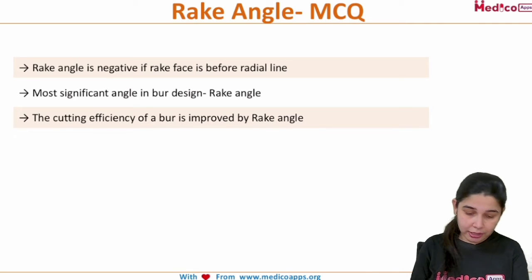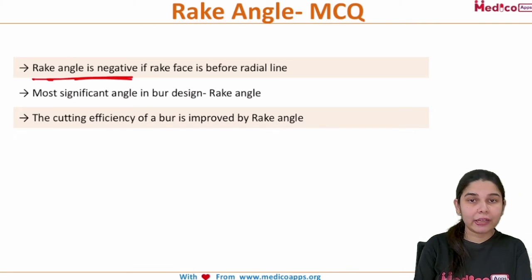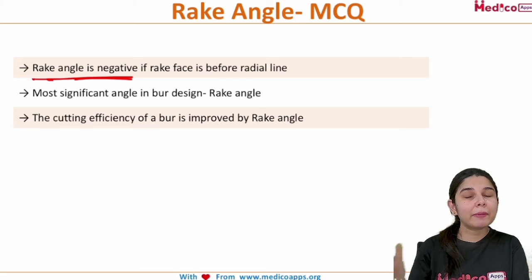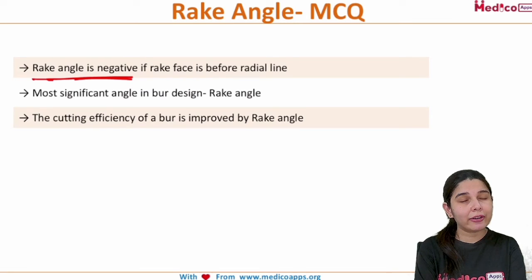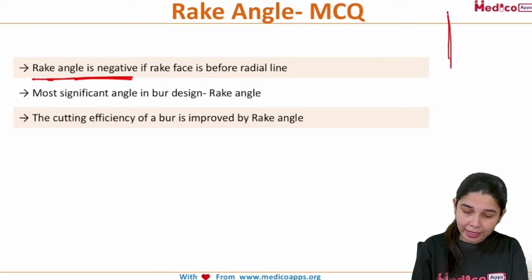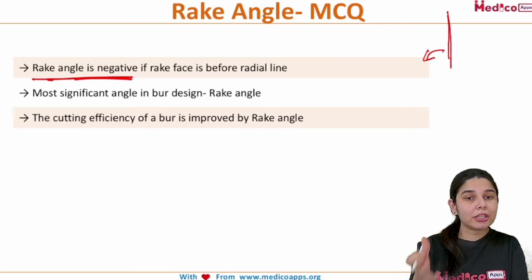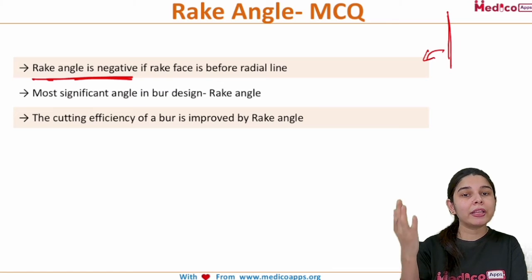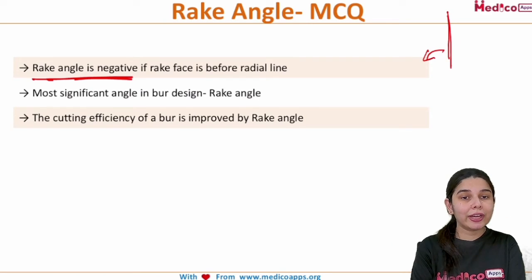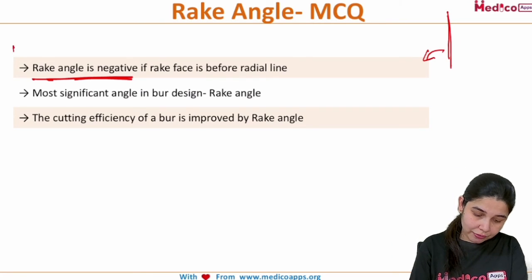The first one is, when the rake angle is negative, where will be the rake face and where will be the radial line? If this is the radial line, where will be the rake face? It will be ahead. This is what we call negative rake angle, when the rake face is ahead of the radial line.